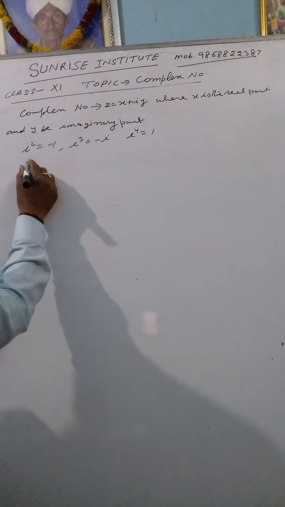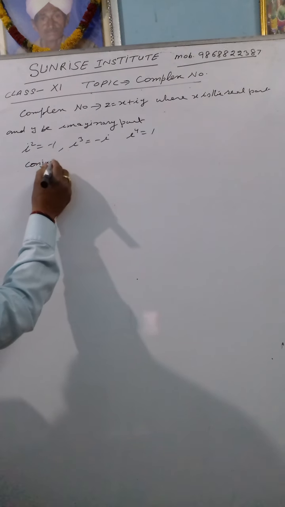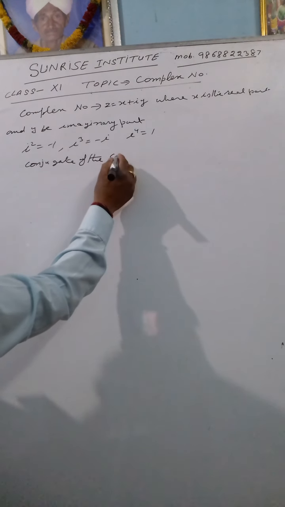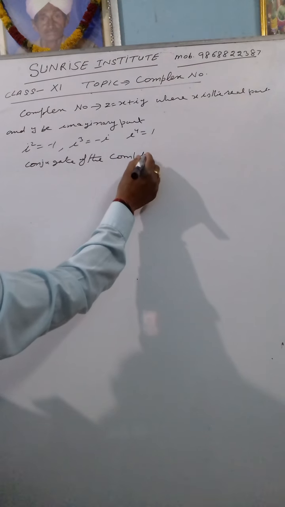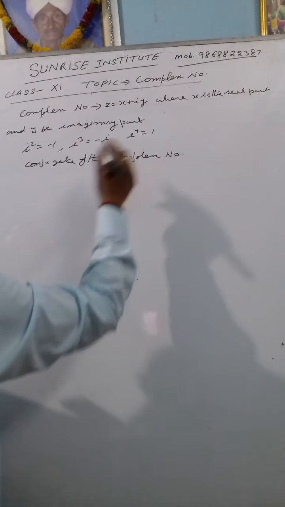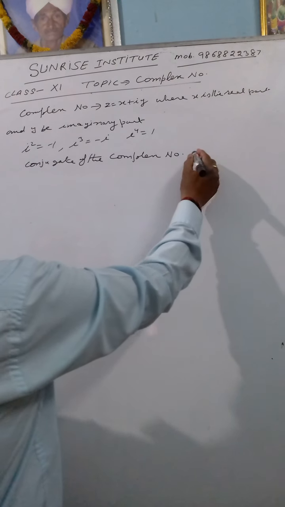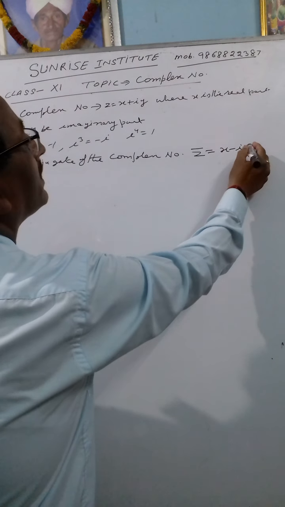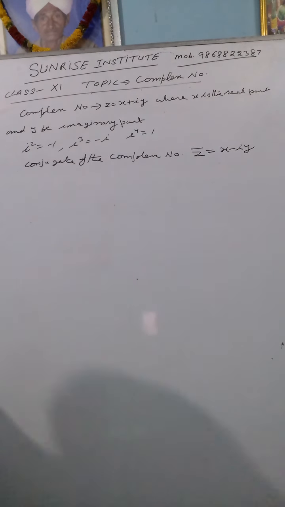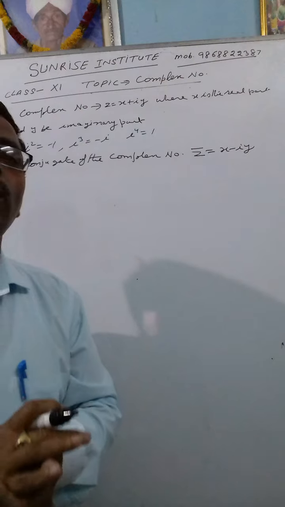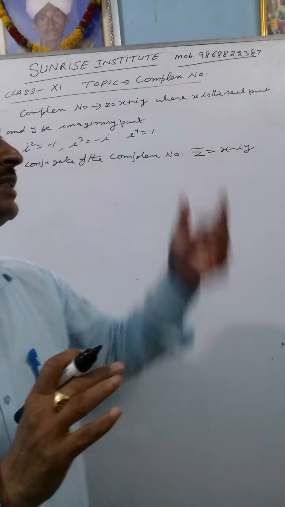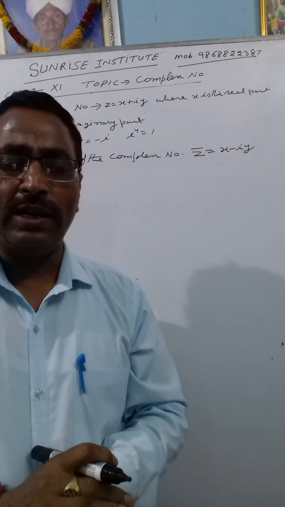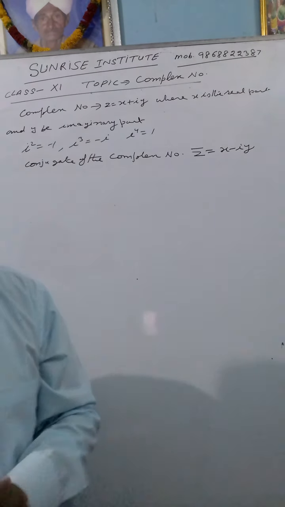Okay students, then the conjugate of the complex number. The conjugate of z equals x minus iota y. Okay students, that is the conjugate of the complex number, x minus iota y. Then the properties of the complex number.